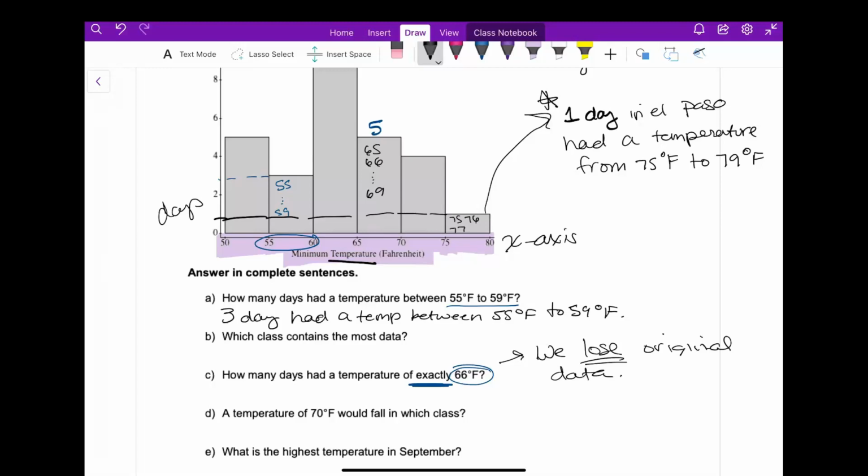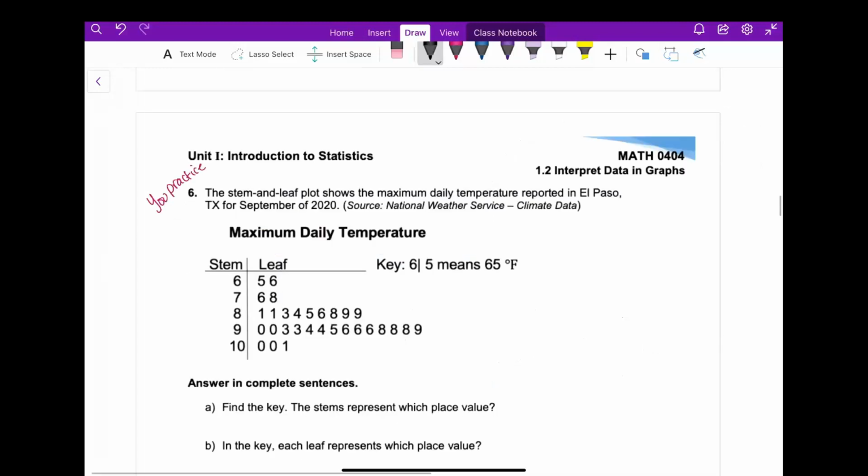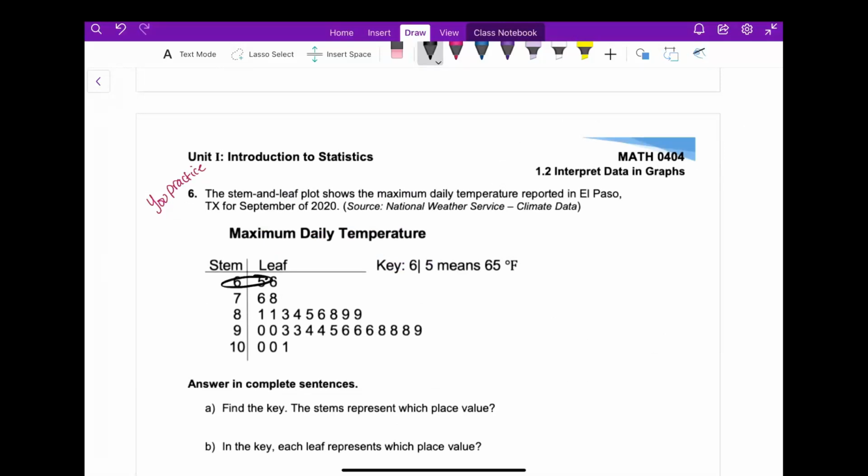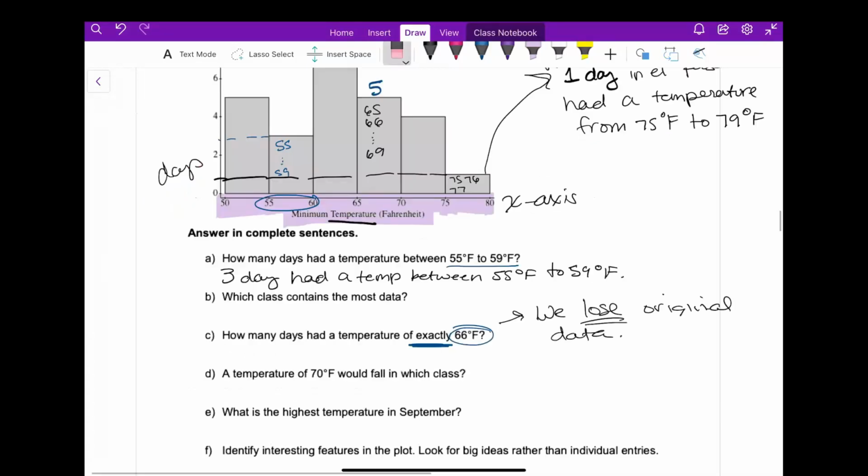So let me tell you which graph labels things exactly. I hope you guessed it. A, stem and leaf plot. You see how things are labeled exactly, like 65, 66, 76, 78. So this one keeps its original data. This one does not. Okay, so what are we going to answer? Can't tell. Great.